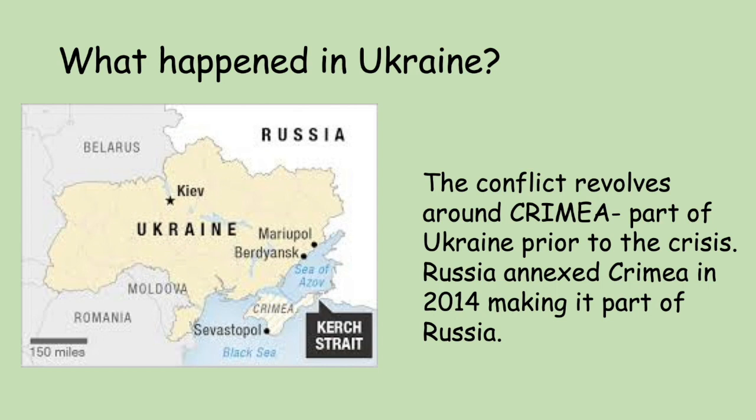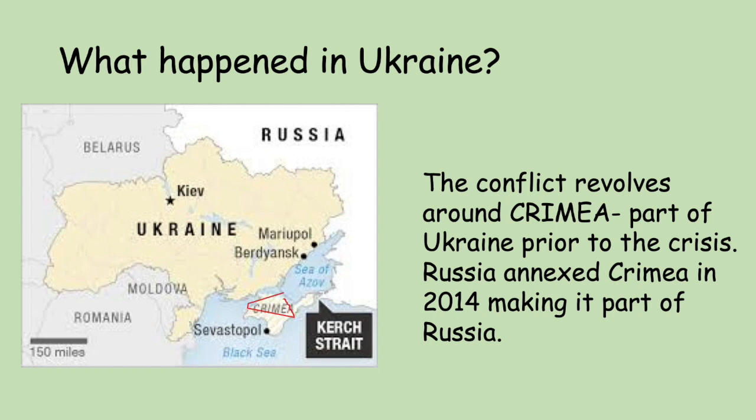What happened in Ukraine? Okay, at the beginning I said we're going to look at the Ukraine crisis. For us to see how the UK got involved, we need to know what the problem was, what was happening that meant the UK got involved. Now it all revolves around Crimea. Okay, you can see Crimea on this map here.